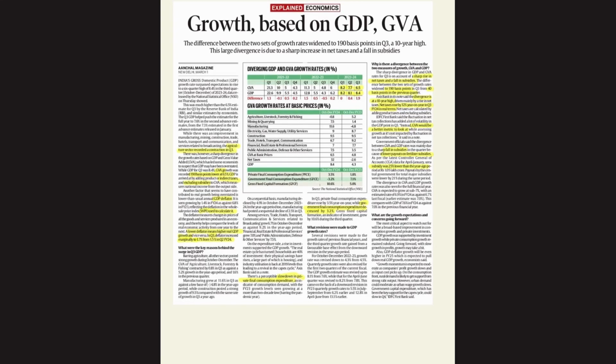Hello, so this is the article from Indian Express on the recently announced 8.3% GDP growth rate in the third quarter of this financial year. Now, this article has decoded these numbers and what is behind them. So, we are going to have a quick glance at these numbers.